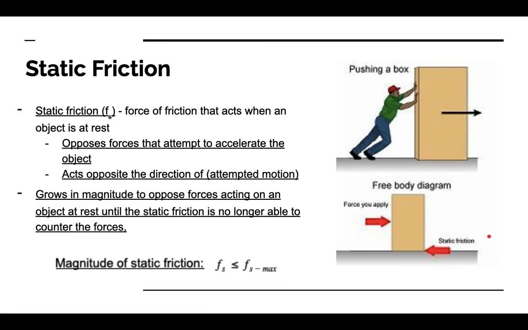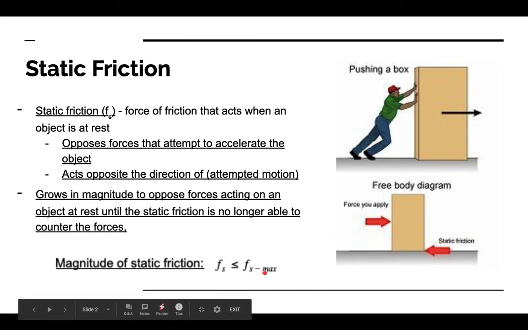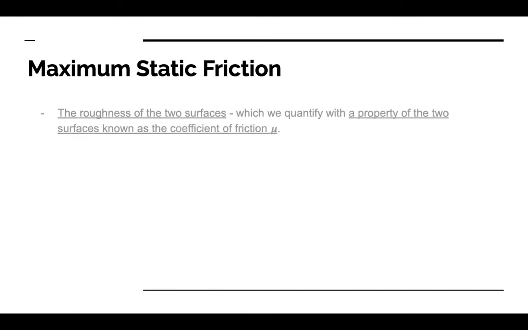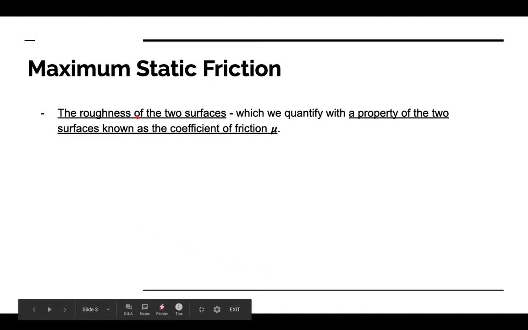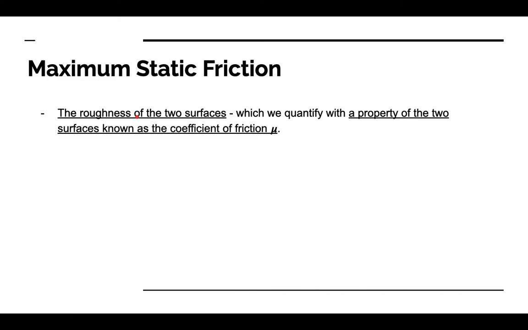So now we're going to look at the factors that affect this maximum amount in order to get the equation for the maximum static friction acting. There are two factors that affect the maximum static friction acting on an object. The first is the roughness of the two surfaces. Obviously, if two surfaces are very rough, then there's going to be more friction acting between them than two surfaces that are very smooth. We quantify this with a material property of the two surfaces known as the coefficient of friction, mu. It numerically quantifies the roughness between the two surfaces and thus is a material property of the two surfaces.